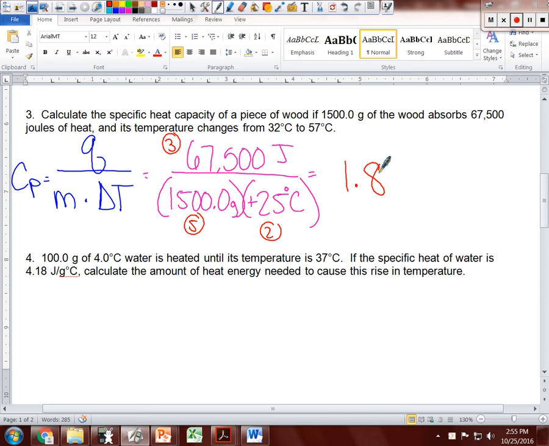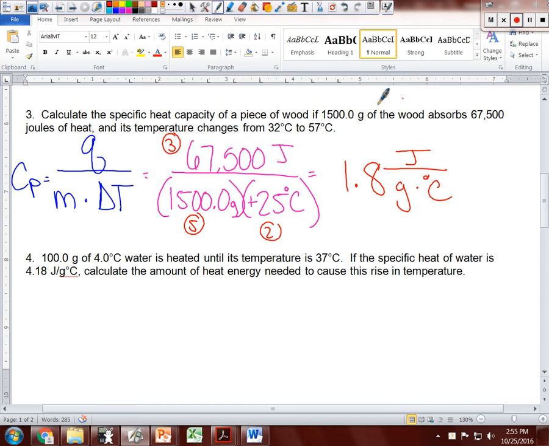Did anybody not get that in your calculator? If you didn't, we need to kind of work on that together. And then what would your unit be for specific heat? Okay. Any questions on that one? Now's the time to ask.